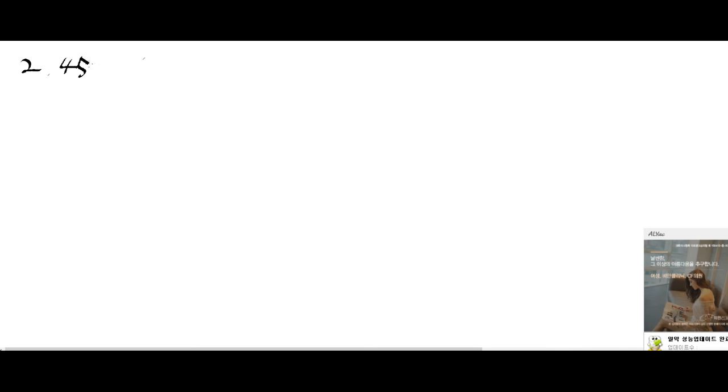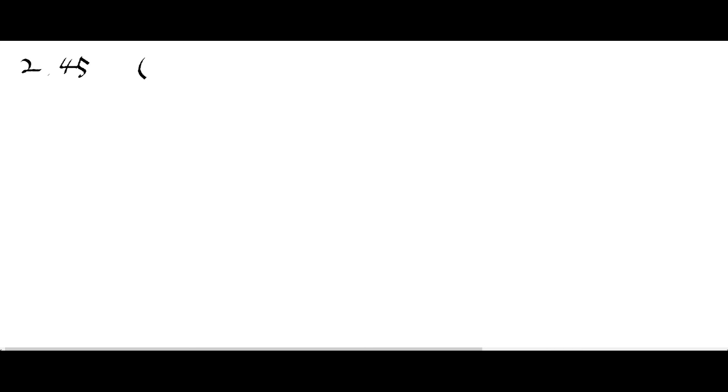Okay, look at number 45. Let n be a positive integer. If, oh my god, look at this one. They gave a kind of strange formula. Hopefully you guys like this formula. 1 plus 2 plus 3 plus 4 plus, keep going.